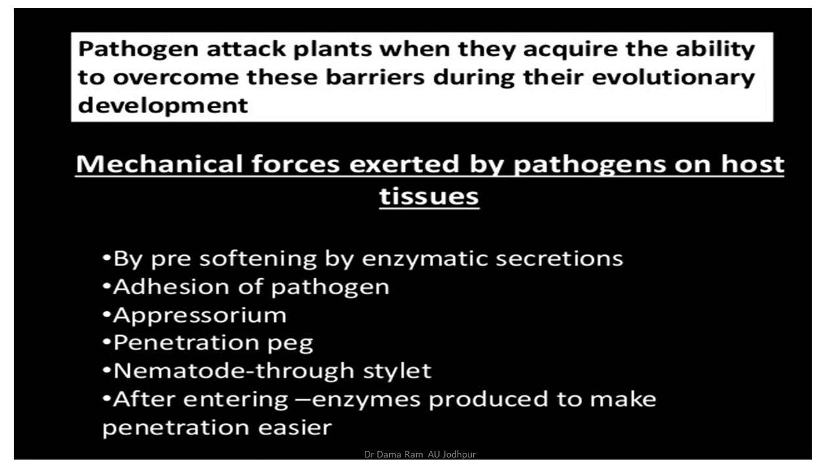It may secrete enzymes and toxins through which, by enzymatic action, it can soften the plant cells, or it makes an appressorium and a penetrating peg. These things happen in fungi and bacteria. In the case of nematodes, they have a needle-like stylet through which they can penetrate and enter the host cell. After entering, enzymes are produced to make further penetration easy, and they can secrete toxins, so they kill the plant's cells and feed on them.